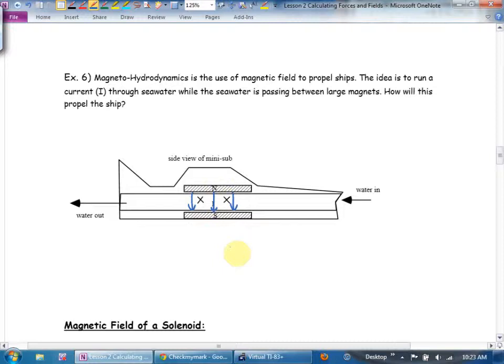By the way, I would find it easier to do this way. Right now your fingers are pointing up the page. Keep rotating, other direction. Keep going, keep rotating. Oh, he's rotating the paper. Boys and girls, which way does your palm end up pointing? Which way will these charged water molecules experience a force? Out the back. It's a jet engine with no moving parts for ships and subs.